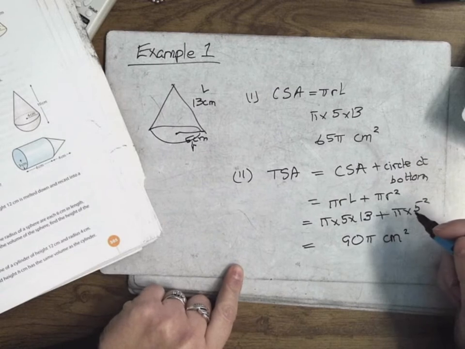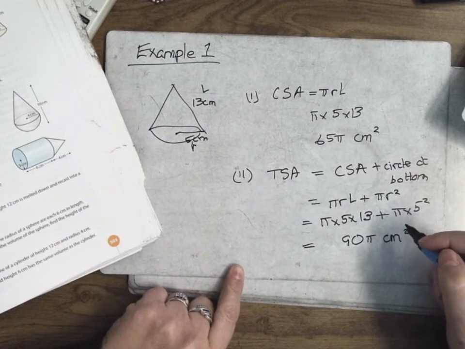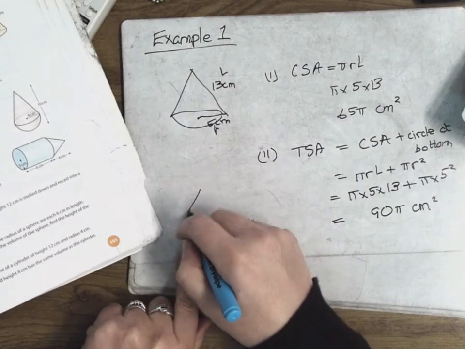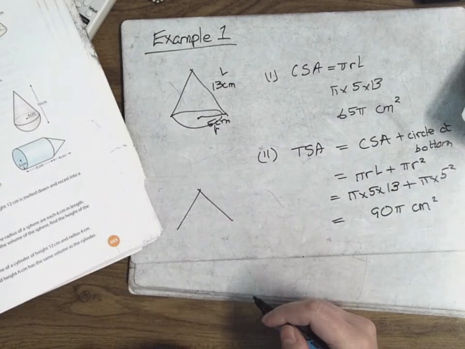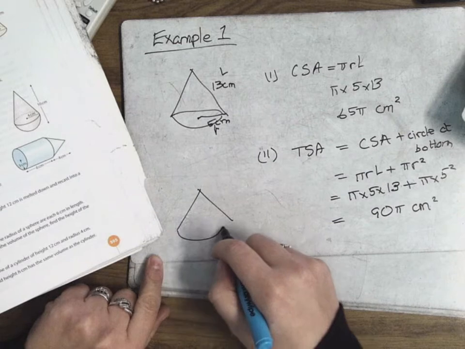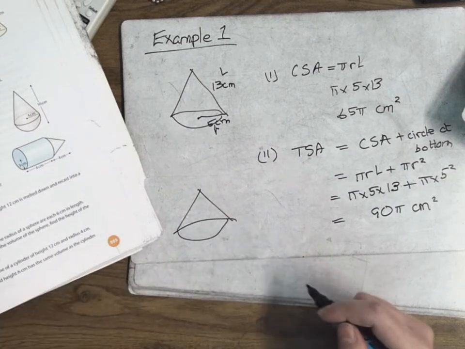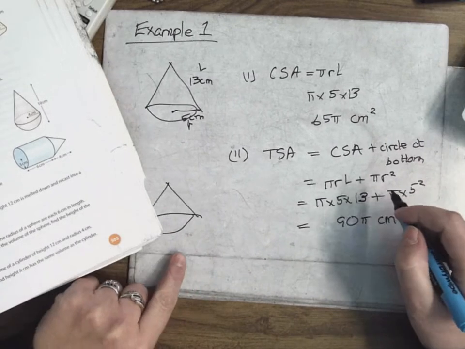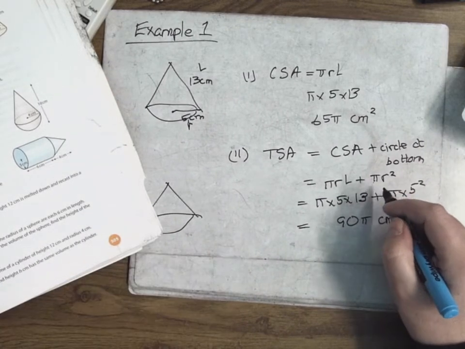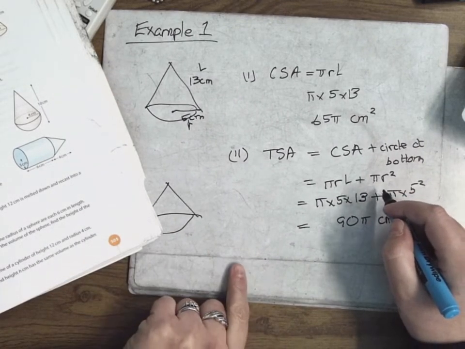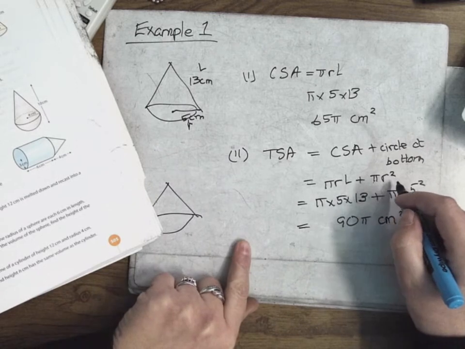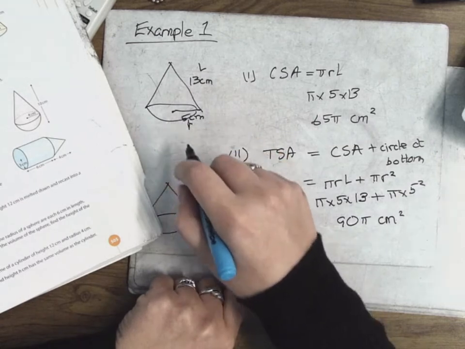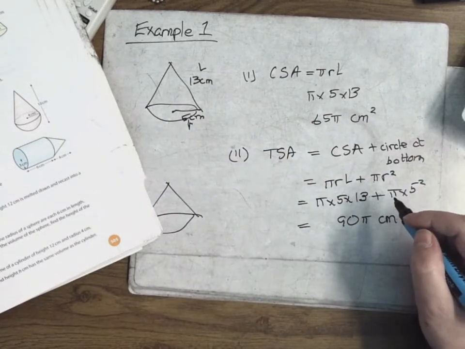Where did I get the 5 squared? Do you know the circle? So the curved surface area is just this bit, right? Okay, and there's a circle at the bottom for the total surface area. So I have to add in the circle at the bottom. So the formula to get the area of a circle is pi r squared. So I have to add in that circle at the bottom, pi r squared, and that's pi multiplied by 5 squared because the radius is 5.